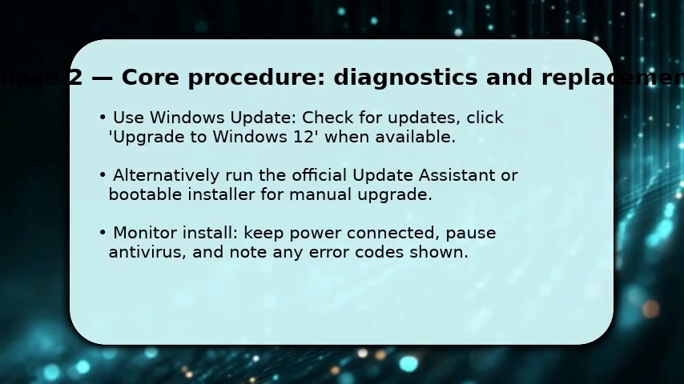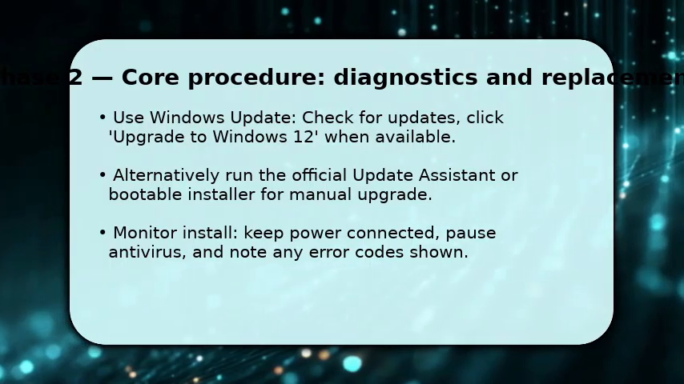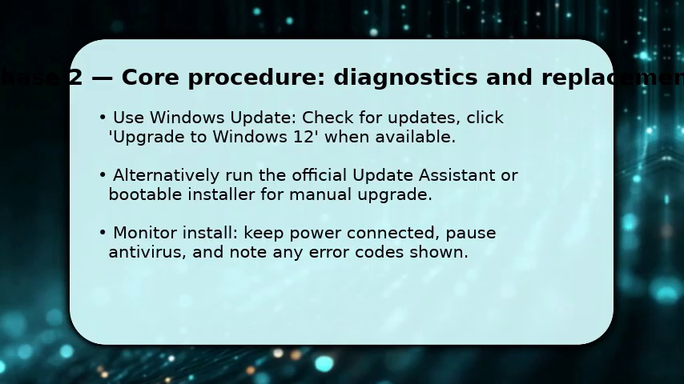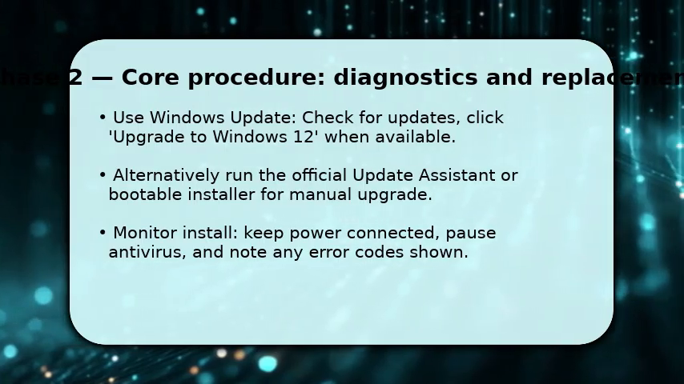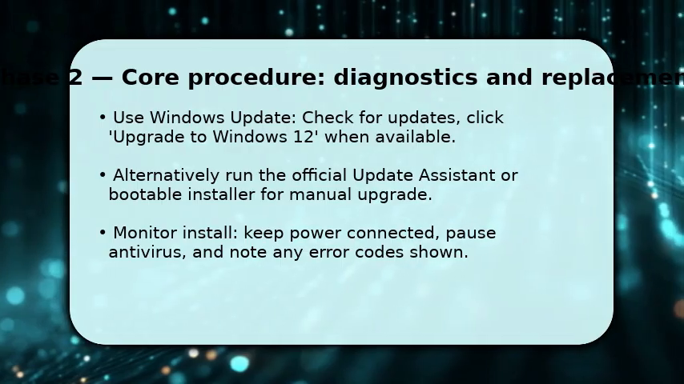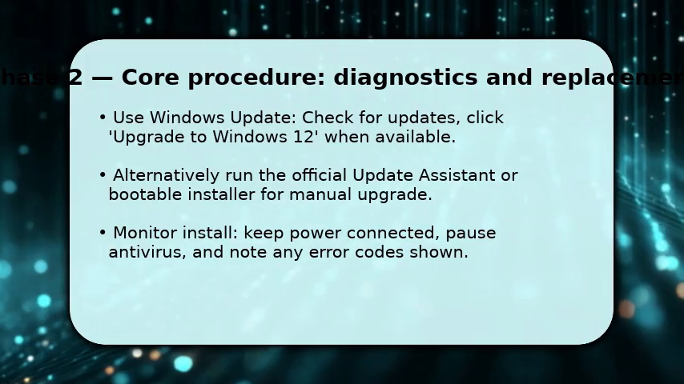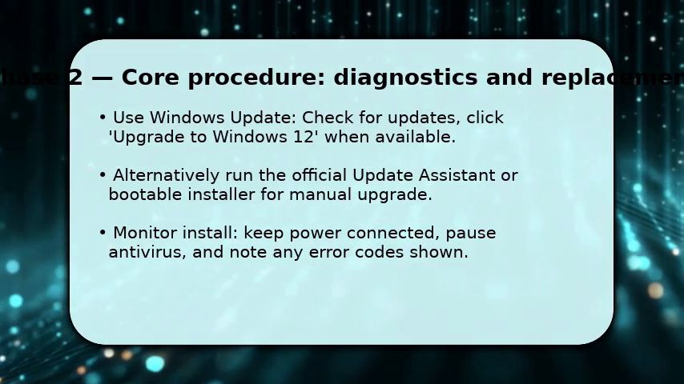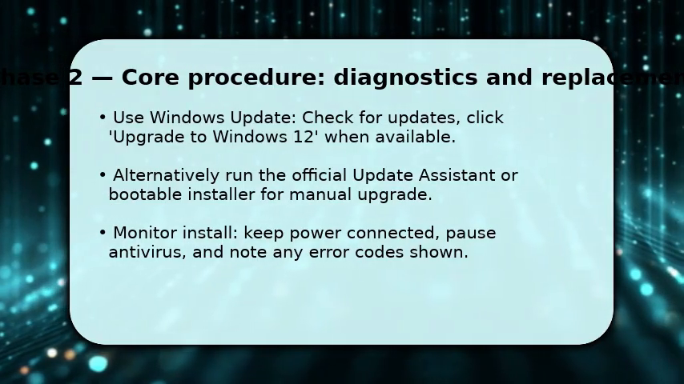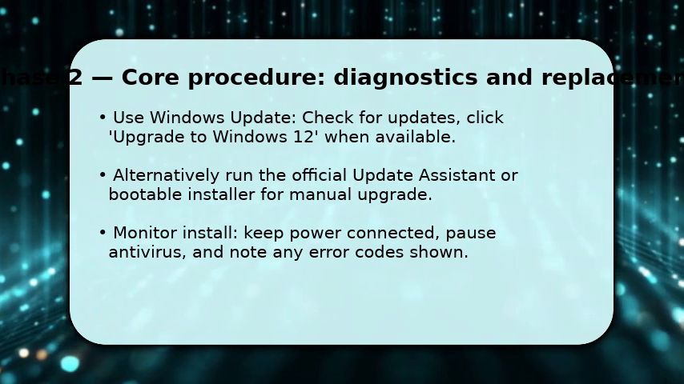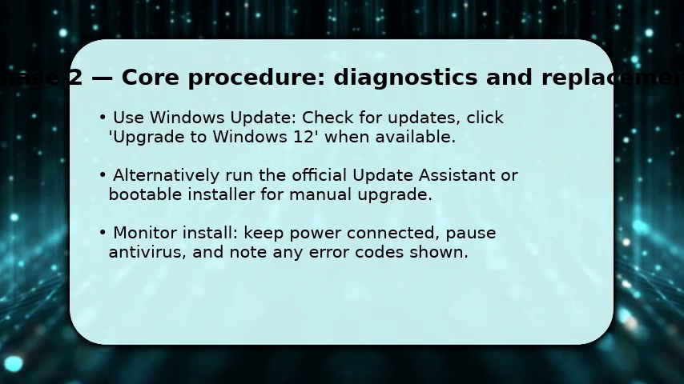Now you initiate the actual upgrade sequence. Choose Windows Update first, because it handles drivers and compatibility checks automatically. If that's unavailable, run the official Update Assistant or create a USB installer with the Media Creation tool and boot to upgrade in place. During download and install, keep power attached and close heavy apps. This reduces interference. If prompts appear about drivers or apps, accept recommended updates. Pause third-party antivirus temporarily, because some security suites block installer actions. Remember to re-enable them afterward.